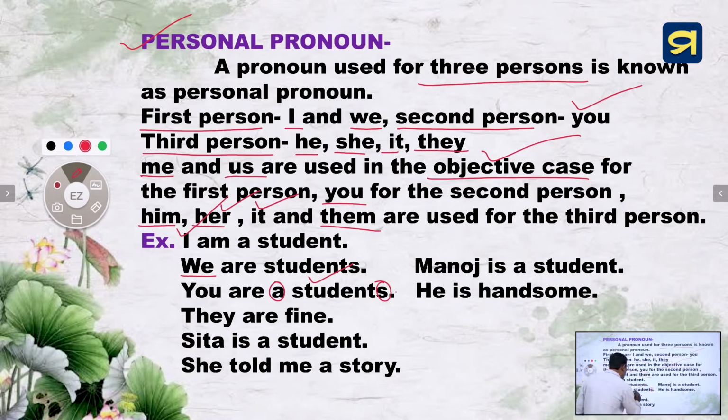Sita is a student, but for Sita, she is used. She told me a story. You see how me is used as an objective case. Manoj is a student, and instead of Manoj, he is used. He is handsome. So for these things, we can use personal pronouns.